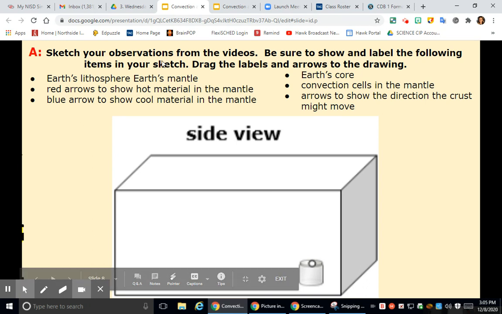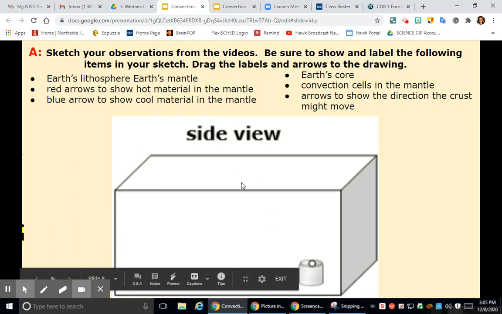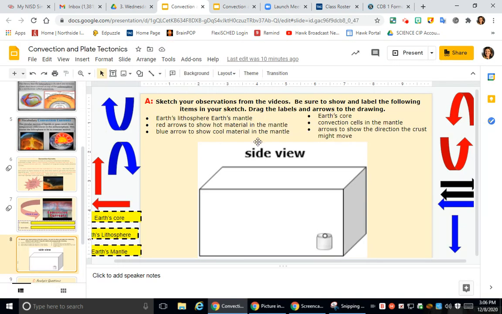Okay, so what I'd like you guys to do now is sketch your observation from the videos that we just saw. Be sure to show and label the following items in your sketch. So we're going to drag and drop labels and arrows to this drawing. So this is a model. This is where our heat source would be, just like it was in the video. So a hot plate under the box. So we're going to look at Earth's lithosphere and mantle. And we're going to use red arrows to show hot material in the mantle, blue areas to show cool material in the mantle, maybe Earth's core, convection cells, and arrows to show the direction of the crust.